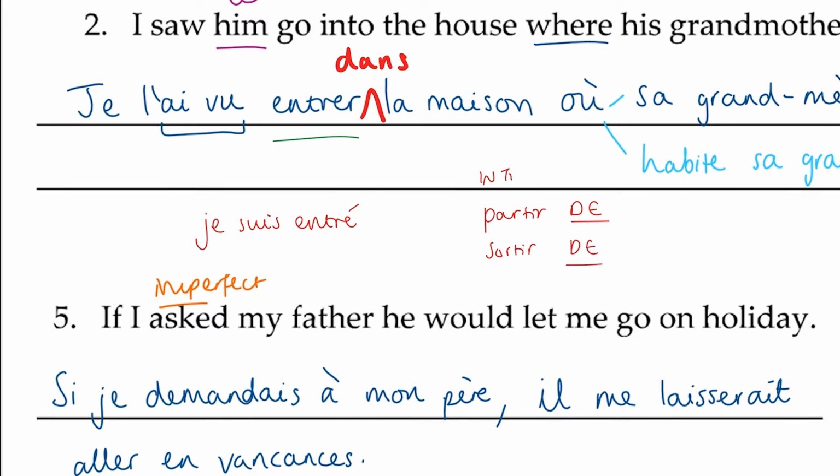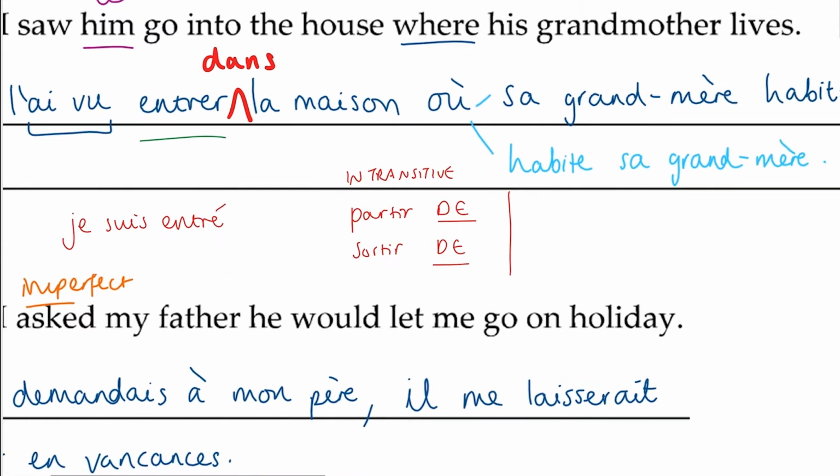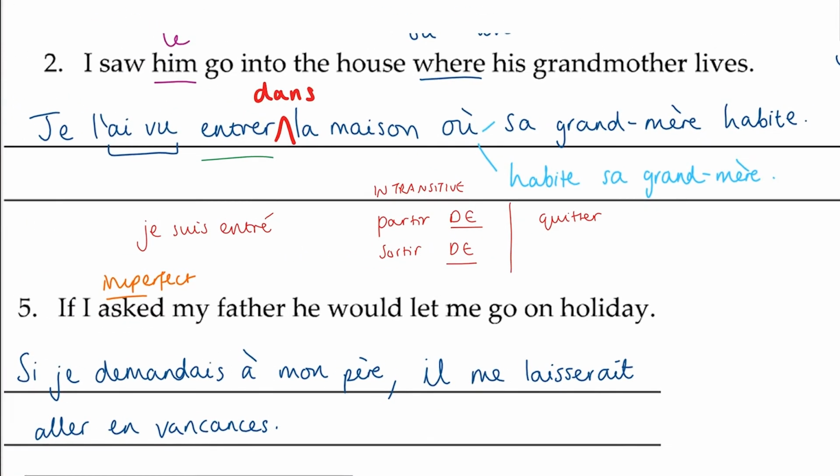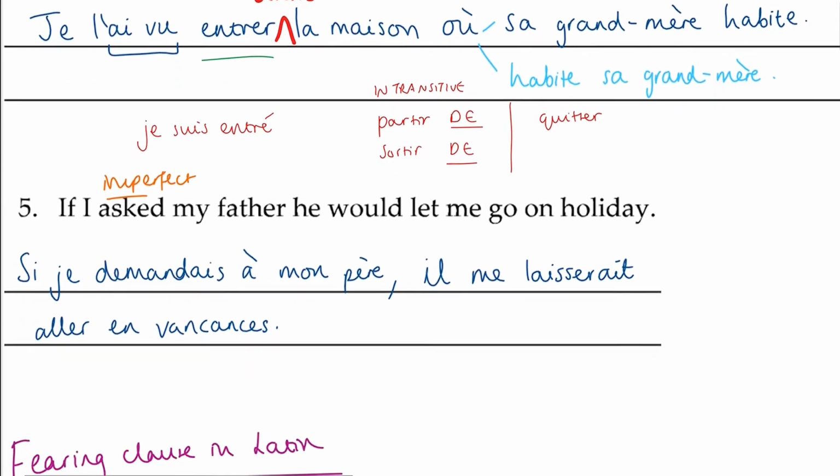They're both intransitive. Now you can compare that use to one of a transitive verb, for example quitter. It takes avoir in the passé composé, and you say j'ai quitté la maison, quitter plus a direct object. So remember that, entrer dans la maison, partir de la maison.